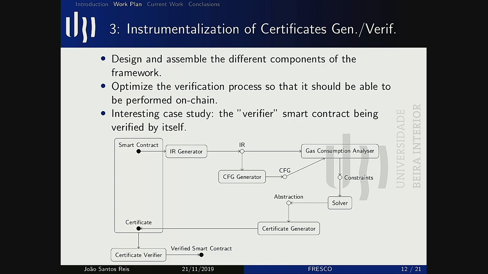On the ultimate phase, we should design and assemble all the different components of this framework. We intend to optimize the verification process so that it should be performed on-chain. So the objective is to have an on-chain verifier of smart contracts that you can supply the smart contract and the safety policy, and then on-chain it would say that the smart contract is or is not verified. Some interesting case study, for example, would be the verifier smart contract to verify itself.